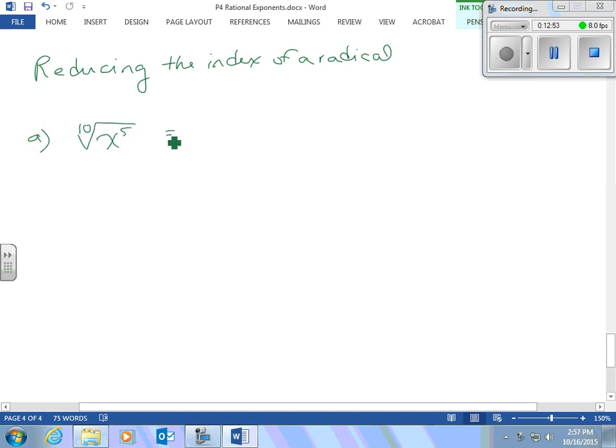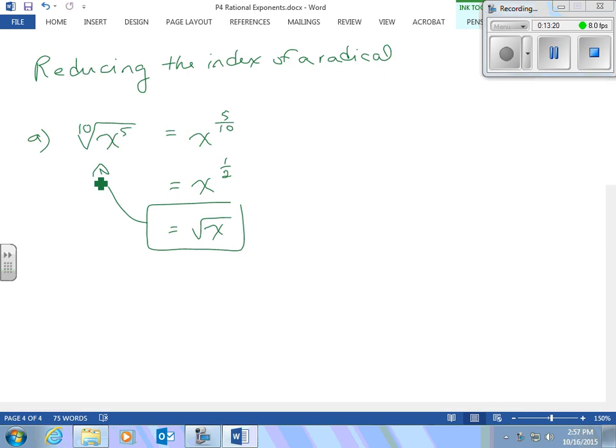Remember, the exponent is the numerator and the index is the denominator. Well, 5/10 is equal to 1/2. So that's equal to x to the power of 1/2, which is the square root of x. So this is a simplified version of the original. By reducing the index here, we've gotten rid of lots of those exponents, and it's a much simpler form.